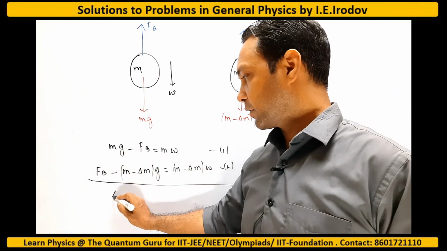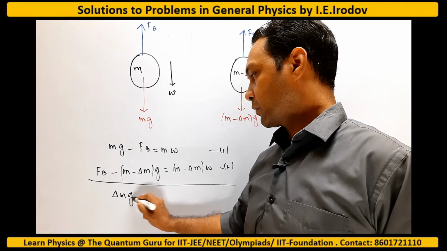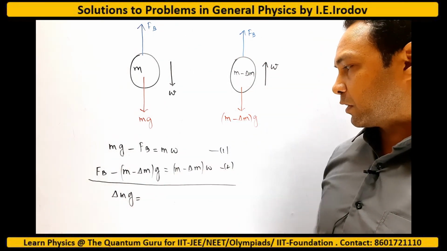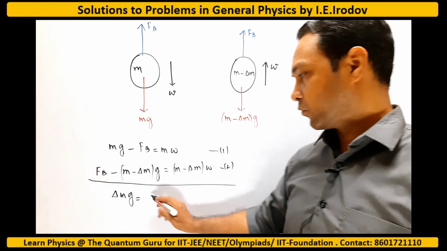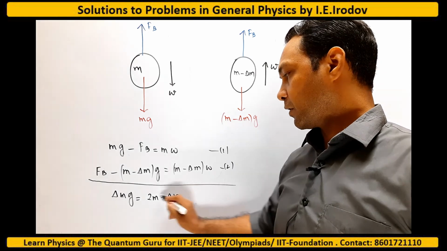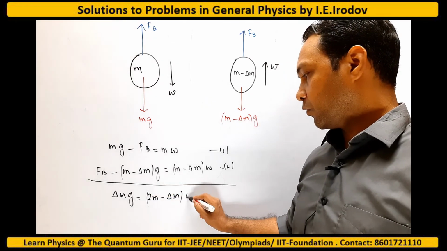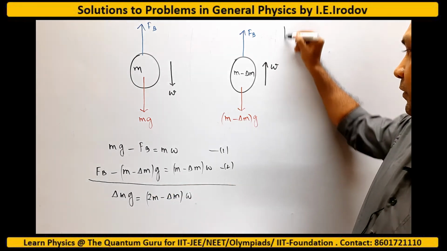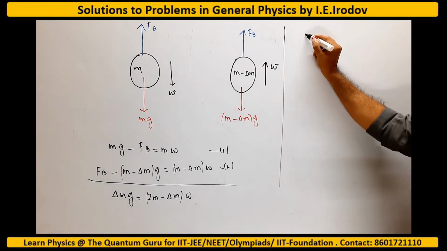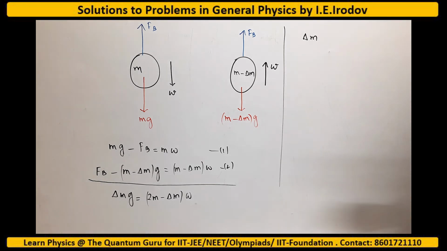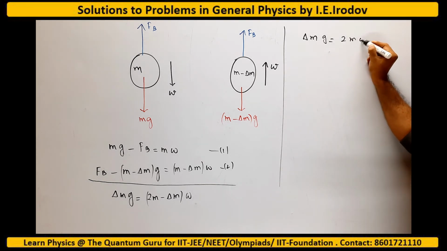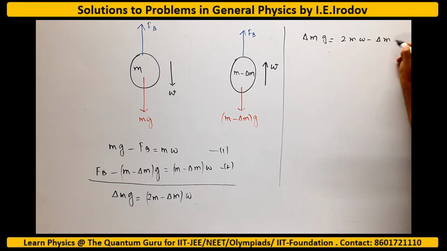So mg and minus mg will get cancelled. From here I will get delta m g, and from this side 2m omega minus delta m omega. So let me do the remaining calculation here. So delta m g is equal to 2m omega minus delta m omega.